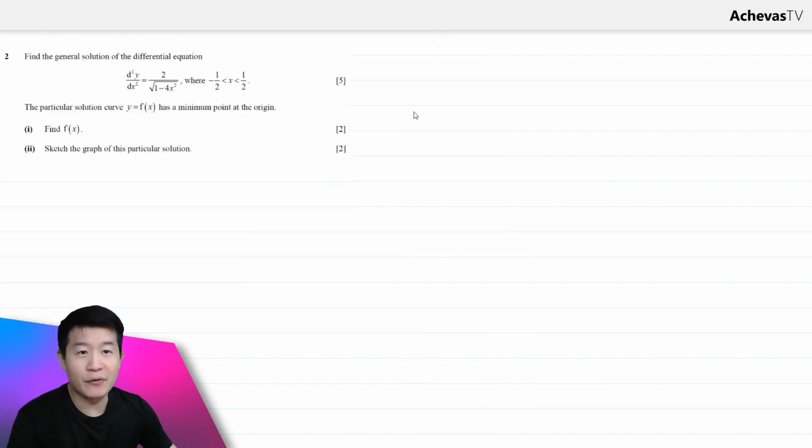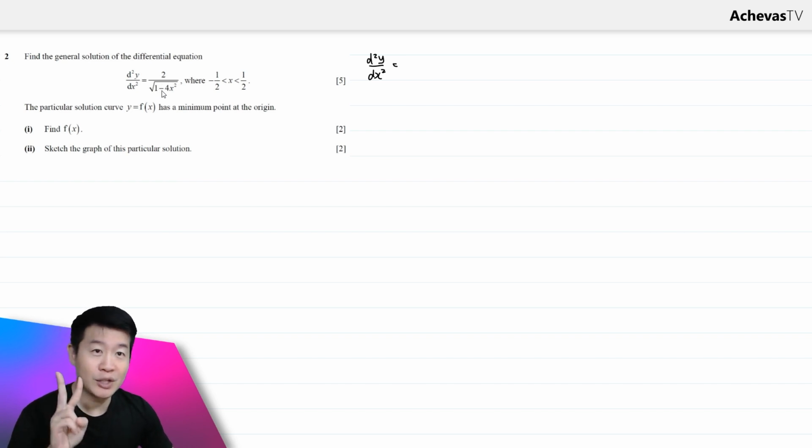Question number 2 is a differential equation question. It is going to start to get a little bit tedious, but I don't think this is that difficult a question also. You know, like what we have been talking about, right? When we are doing differential equation, the first thing that we need to do to solve a differential equation is to identify the kind of differential equation that we are dealing with.